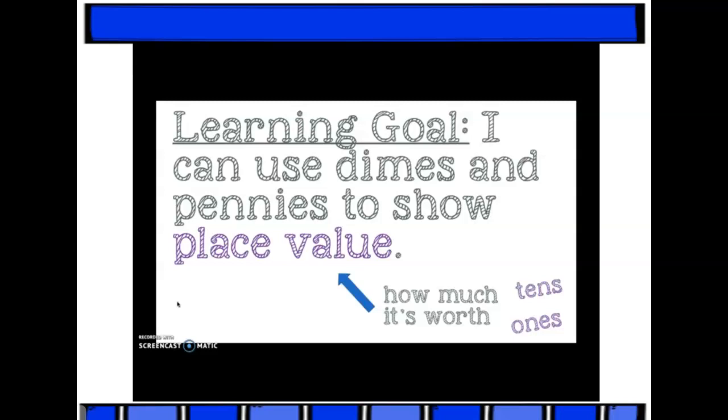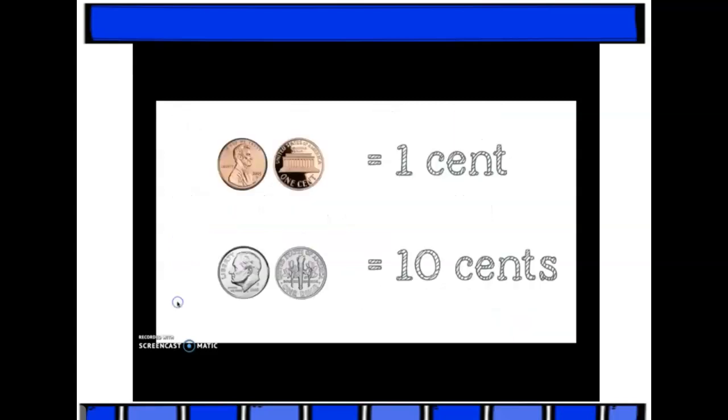Why would we do that? Well, I'm going to show you. See, the top row right there, that's a penny, and a penny is worth 1 cent. Now, the penny looks a little bit different whether or not you're looking at the front or the back. The front has Abraham Lincoln, and the back has a nice little building, the Lincoln Monument, actually.